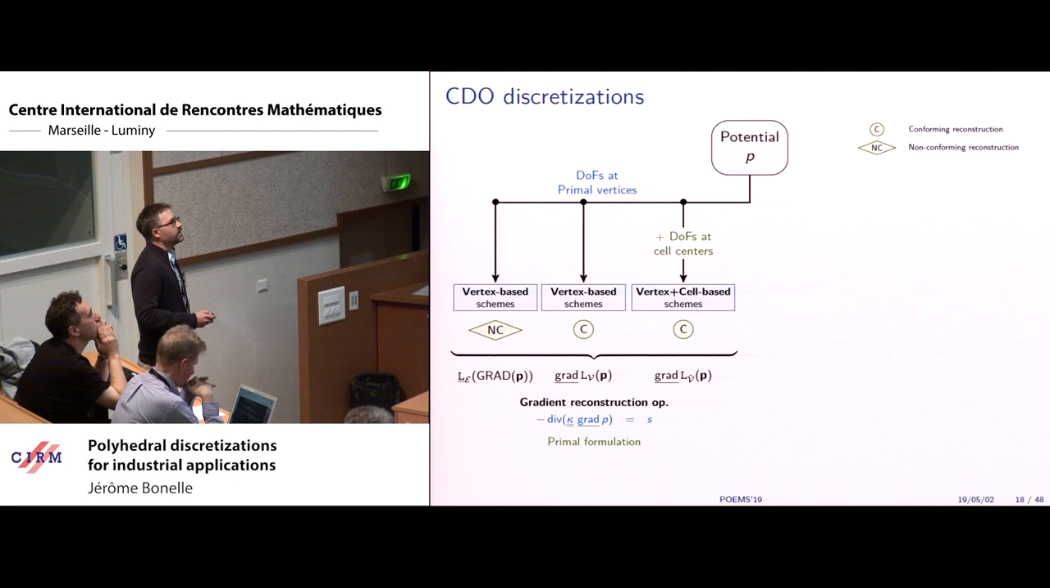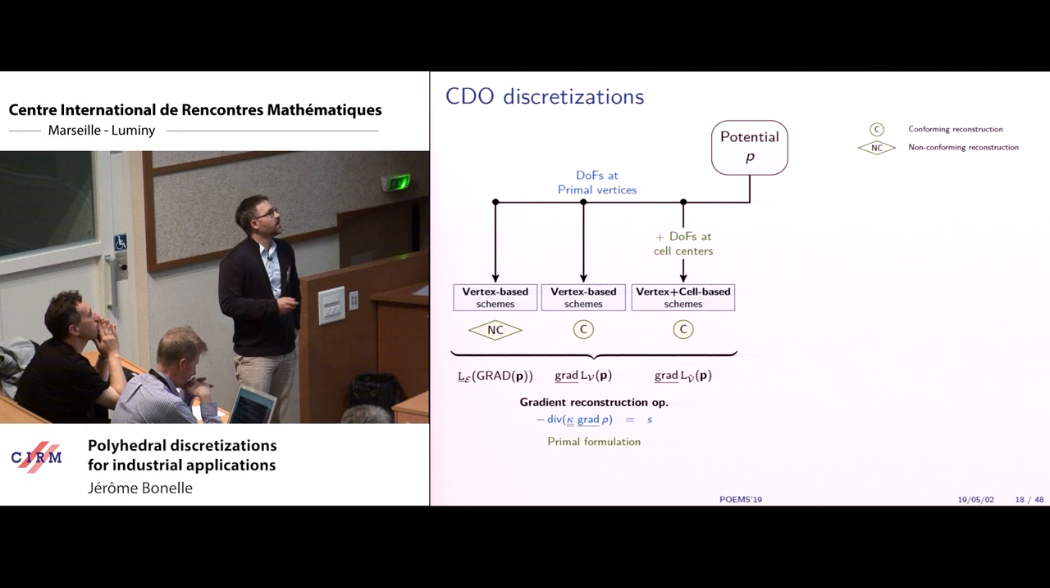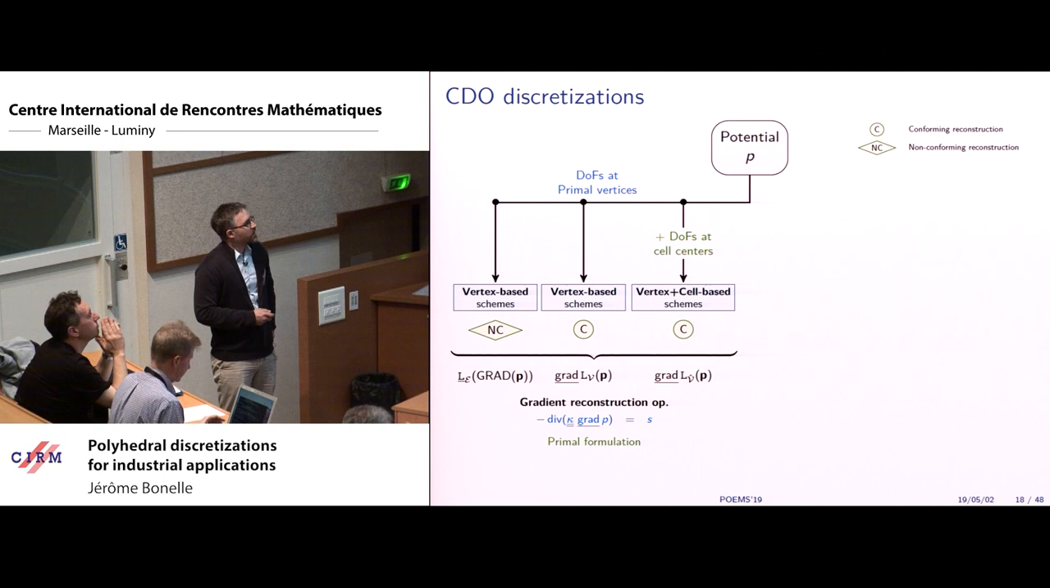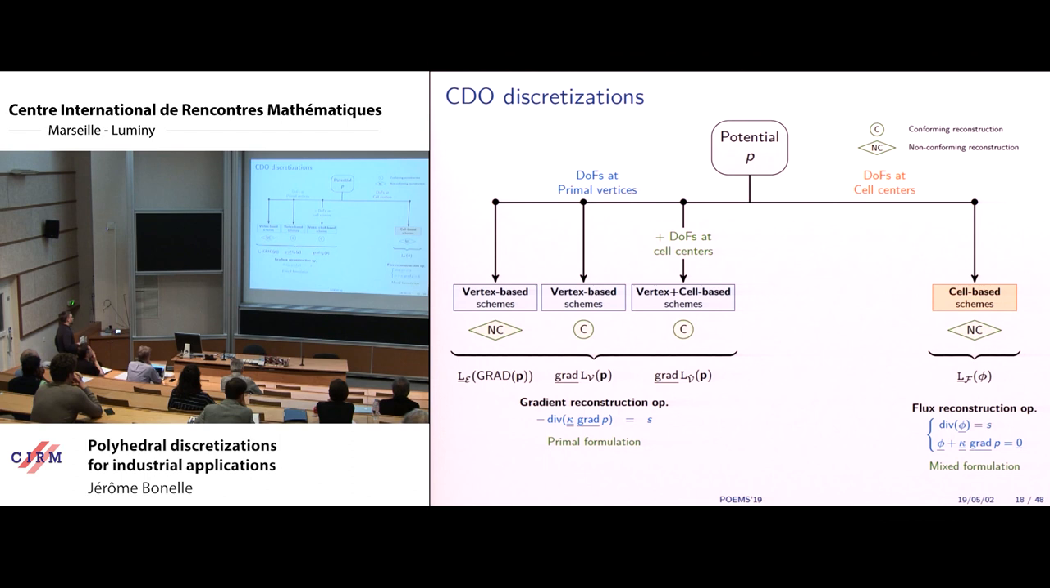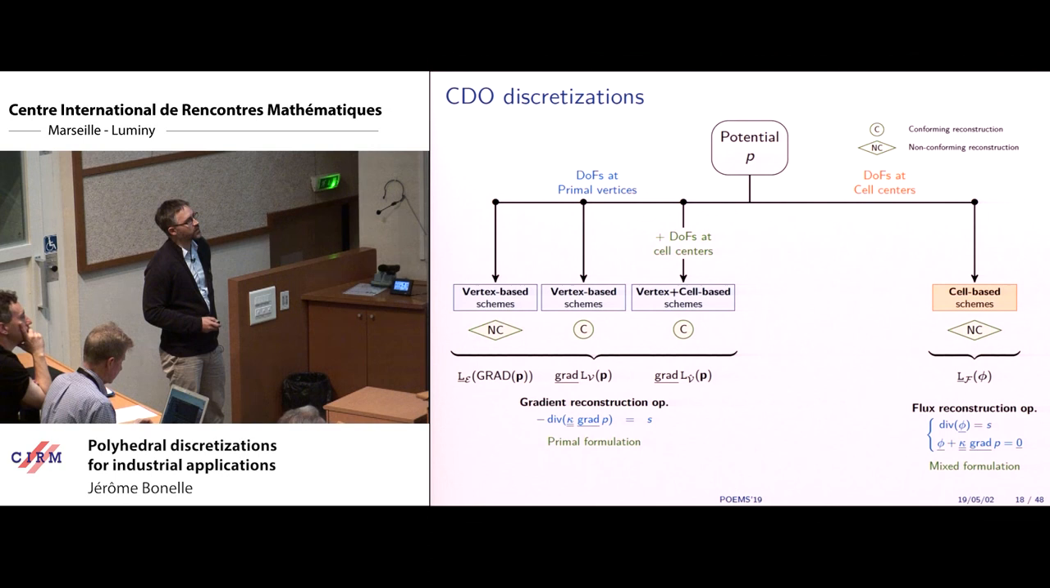We can also add an unknown, which is the evaluation of the potential at the cell center, and we end up with a vertex plus cell based scheme. And in this case, this is very similar to this one, but the reconstruction of the potential is a bit modified. In all these cases, the key operator is a gradient reconstruction. Now we can choose to define the degrees of freedom for the potential at the cell centers. And in the general case, we have a non-conforming reconstruction of the flux this time. And we have to introduce another unknown, which is the flux, the discrete flux. And the starting formulation is a mixed formulation.